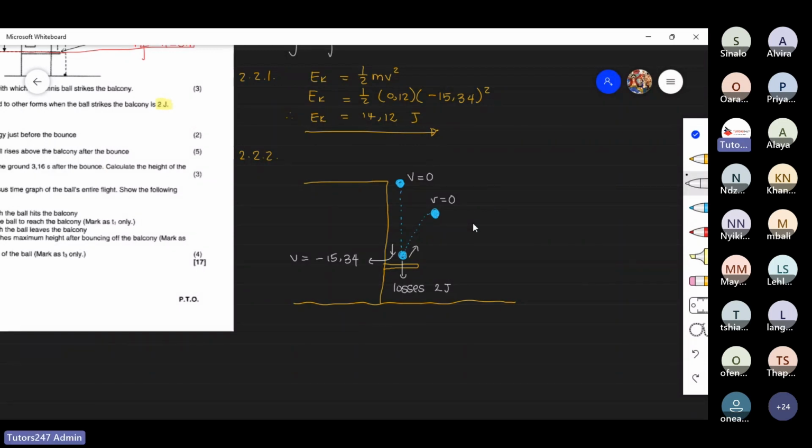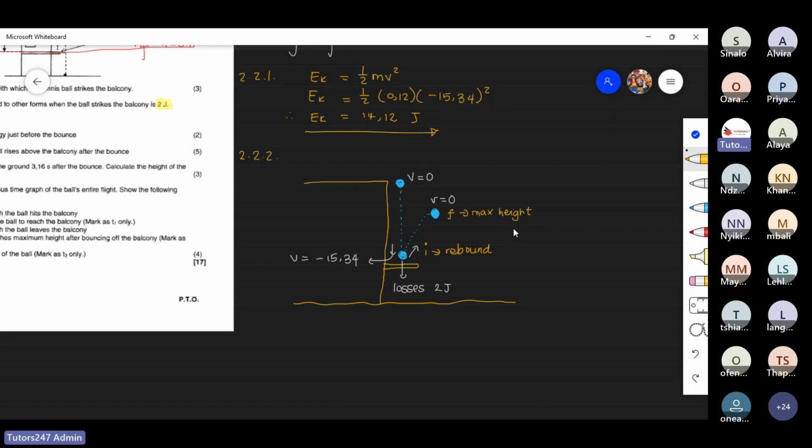So I'm going to take my initial point as when the object rebounds off the balcony. That is going to be my initial in this particular case. So when it rebounds with an unknown velocity. My final, I'm going to take it as the maximum height. So those are my initials and finals for this particular scenario.